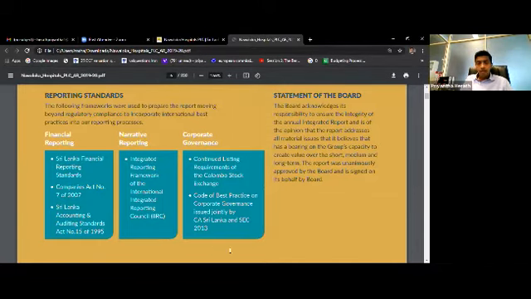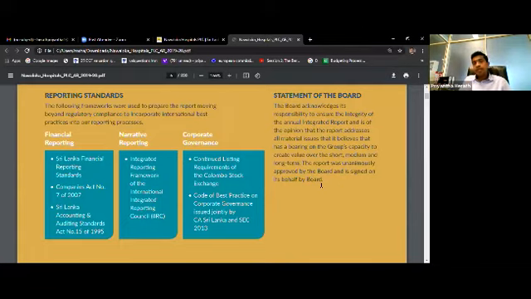And can you read this part? Statement of the directors, statement of the board. The board acknowledged its responsibility to ensure the integrity of the annual integrated report, and is of the opinion that the report addresses all material issues that it believes have a bearing on the group's capacity to create value over the short, medium, and long term. The report was unanimously approved by the board and is signed on behalf of the board, right?